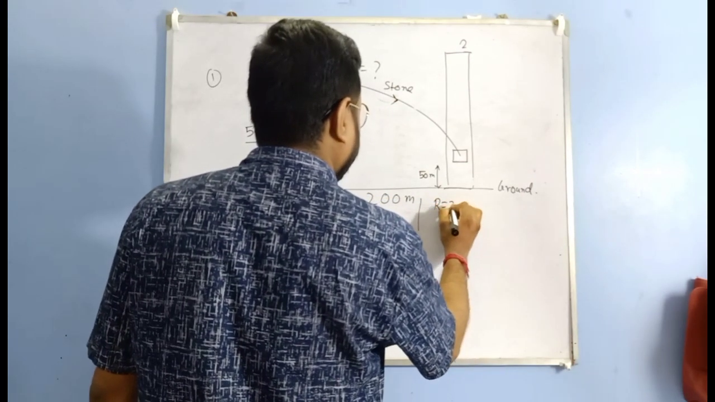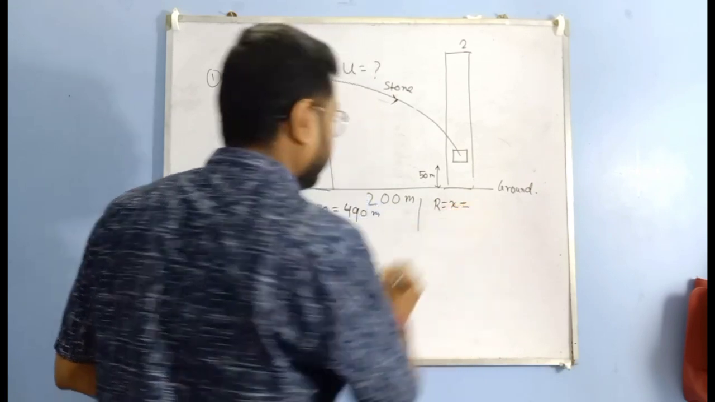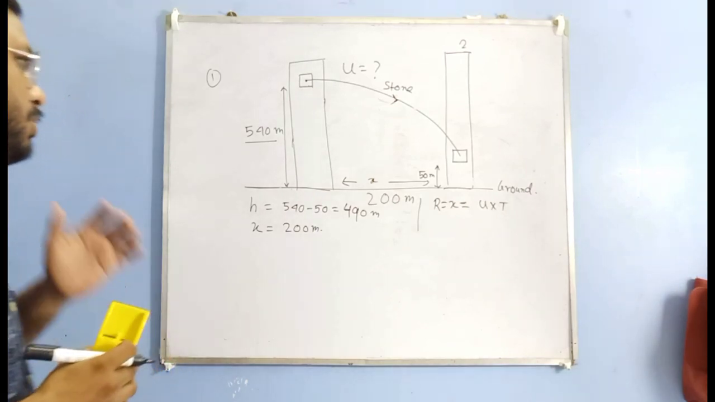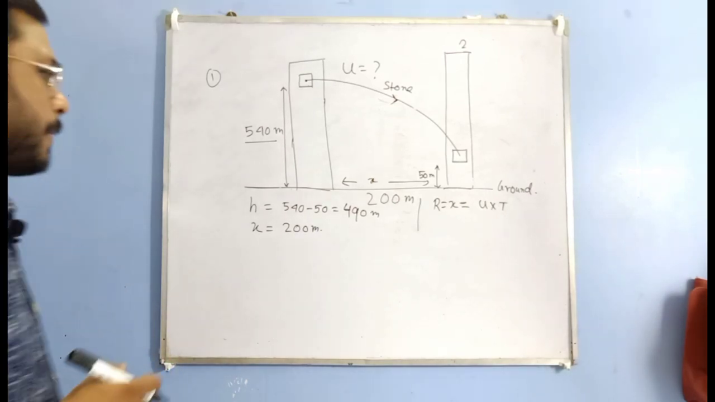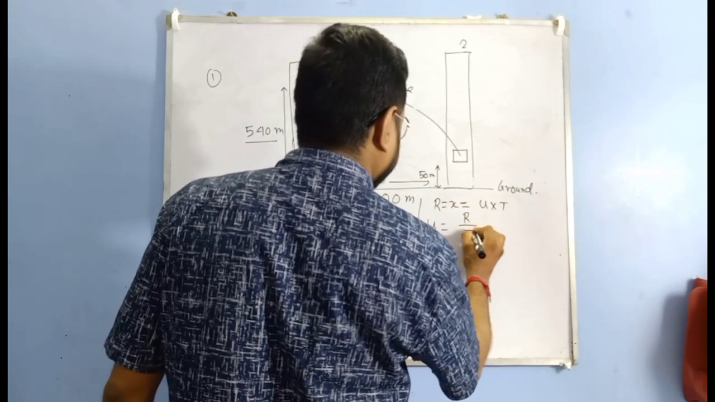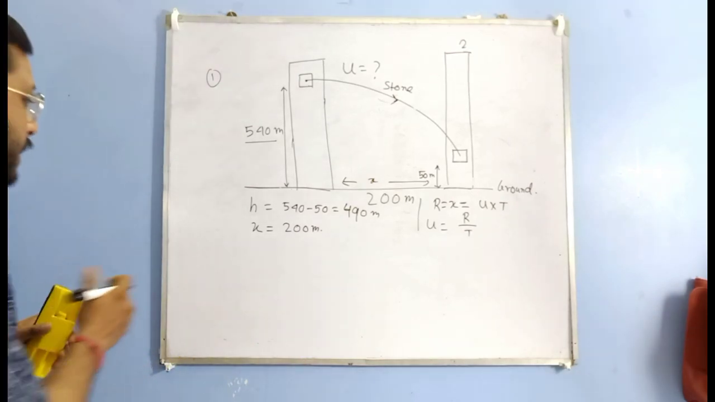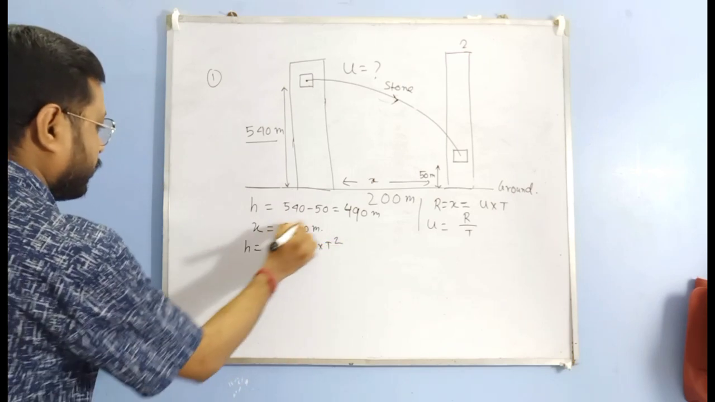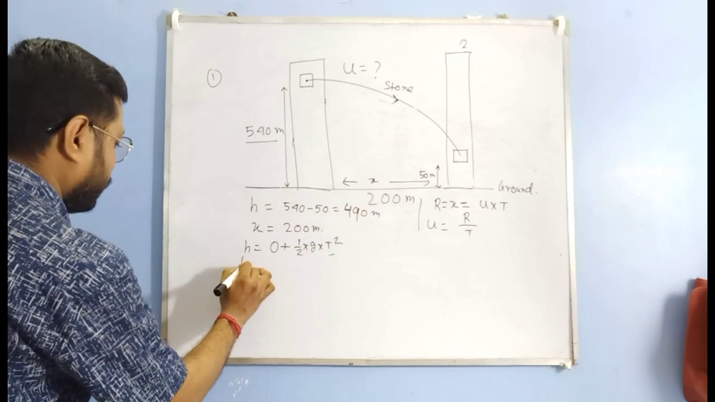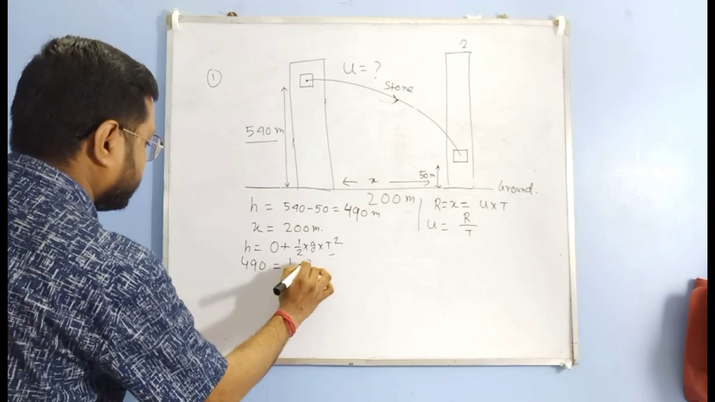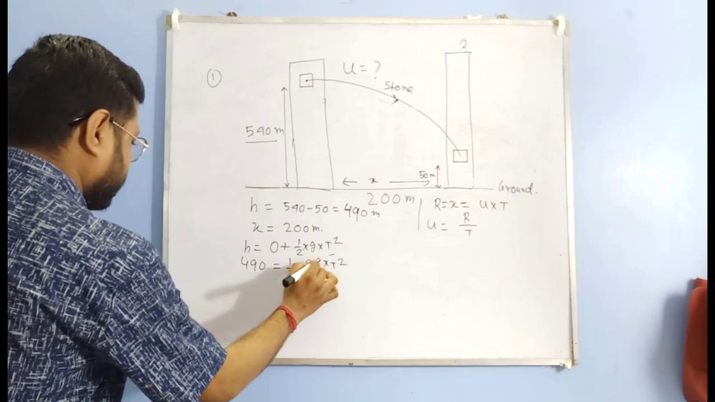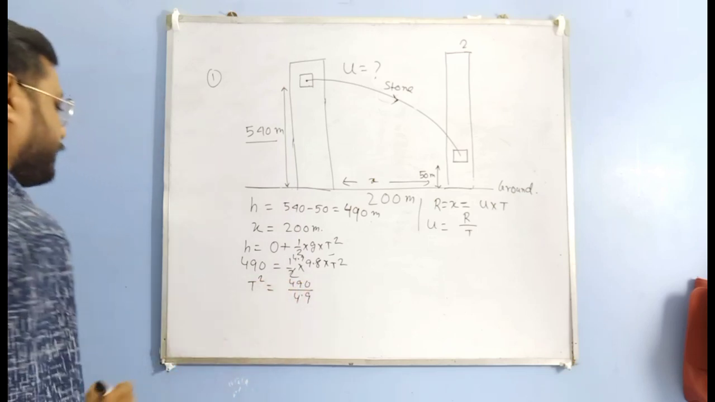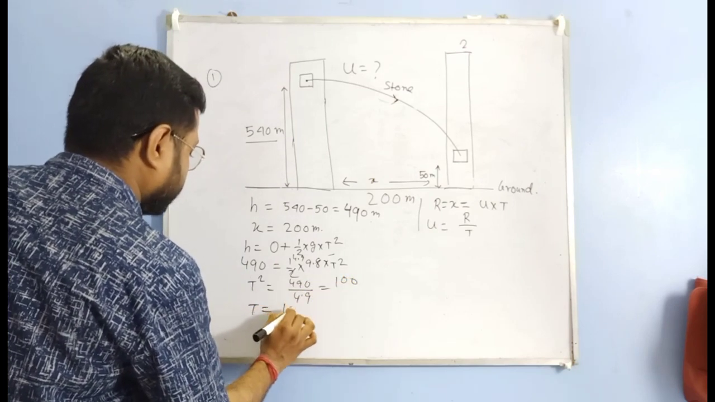As we know, r or x equals u multiplied by total time of flight t. So if we take u equal to r by t, then we can find out the velocity u. Now from h equals ut plus half g into t square, we can find out the time of flight t. So we put the value of h, 490 equals half, g is 9.8, multiplied by t square, that is 4.9 t square equals 490, so t square equals 490 divided by 4.9, that is 100. So time of flight t equals 10 second.